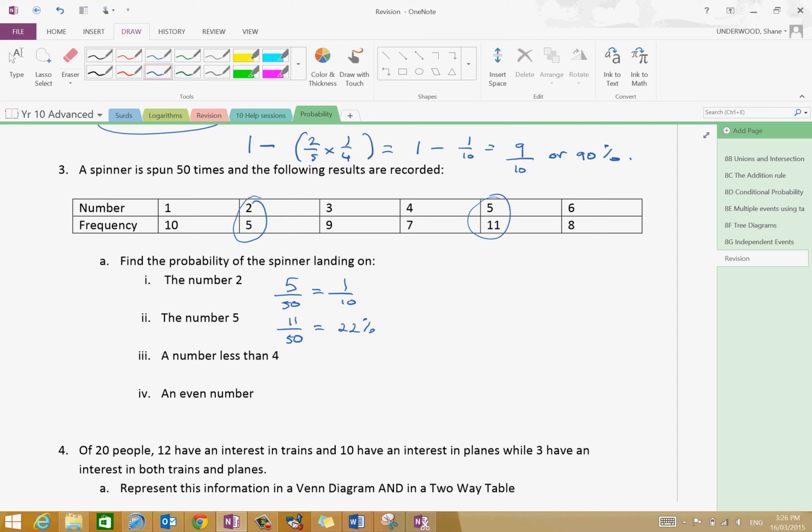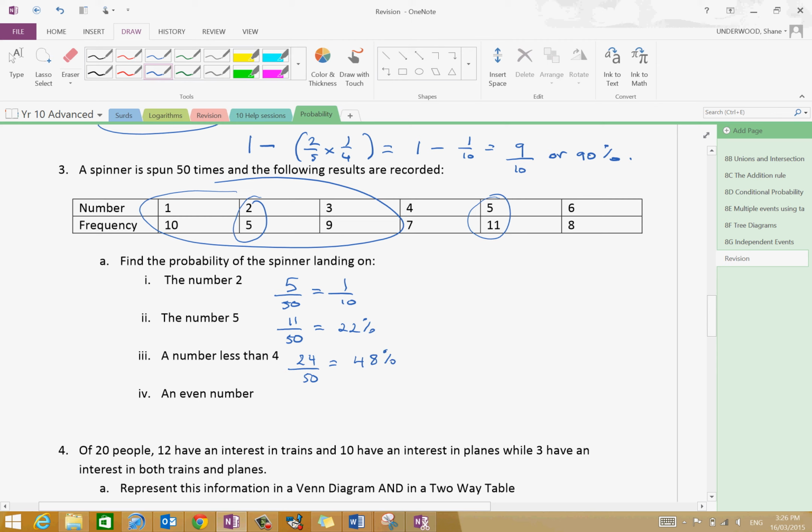A simplified fraction. A number less than 4. A number less than 4 means that we're looking at 1, 2, 3. So therefore we've got 15, we've got 24 options out of 50, which is equal to 48%.